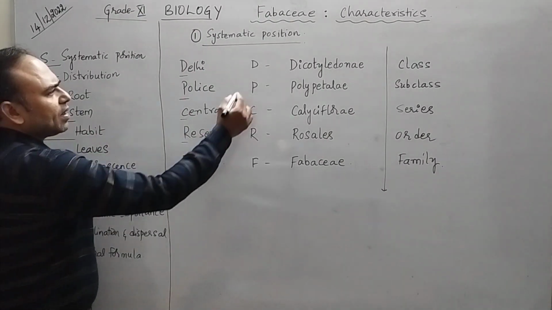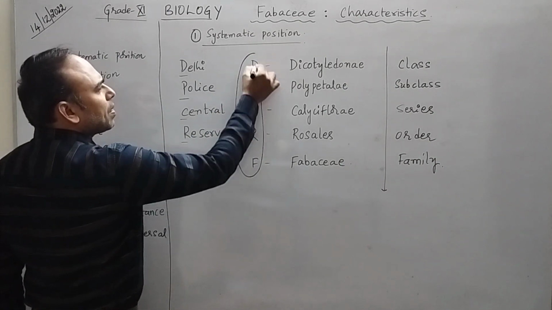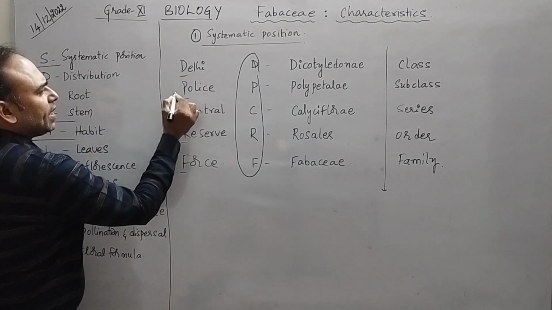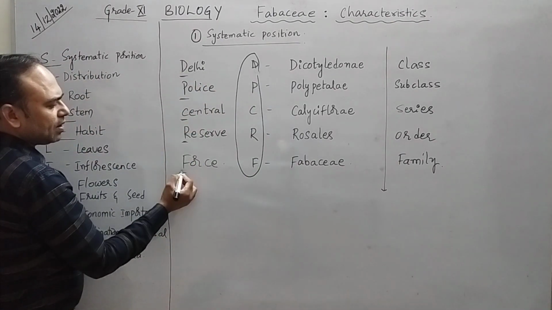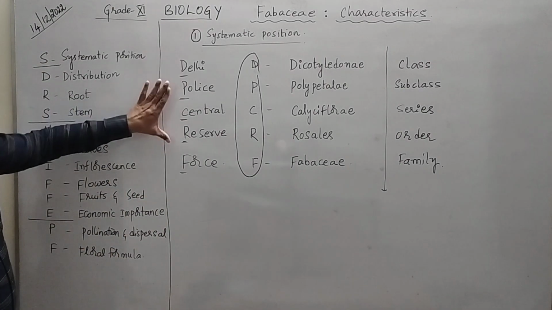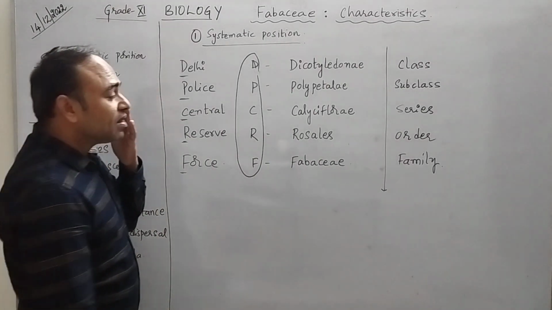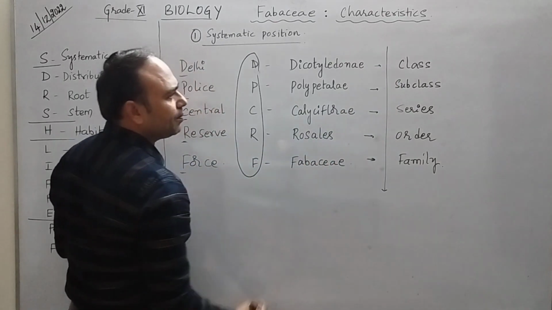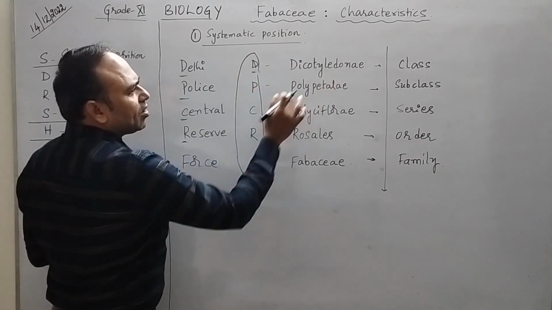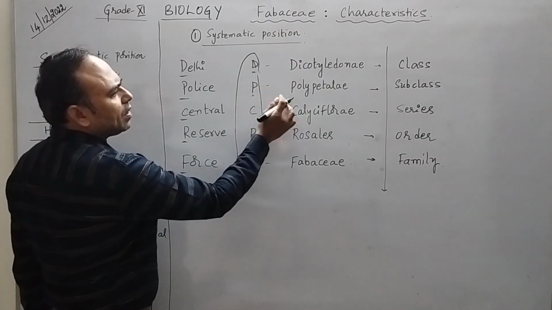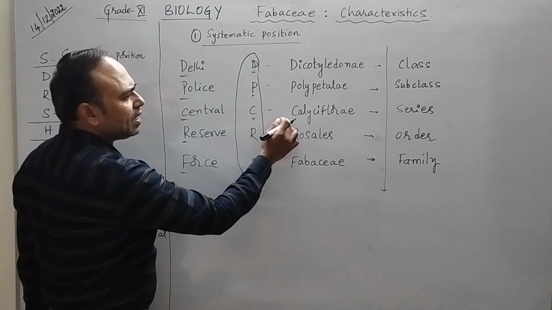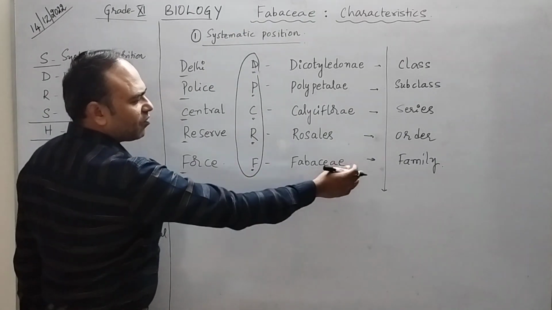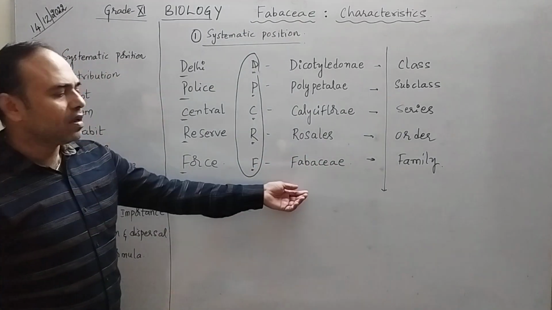It's very simple. You can write DPCRF. So what is this DPCRF? We write Delhi Police Central Reserve Force. A simple sentence. Based on that, you can write the class, subclass, series, order, and family. The first letter D stands for dicotyledonous in class. Then P, Polypetalae subclass. C, Calyciflorae series. R, Rosales order. And F, family Fabaceae, or you can also call it Papilionaceae.